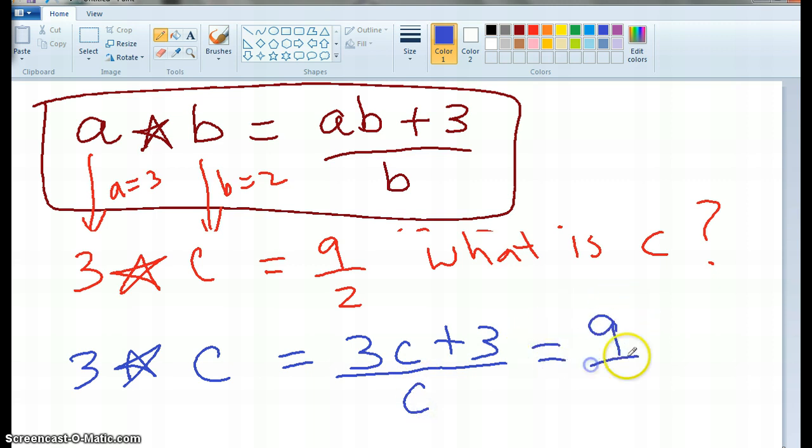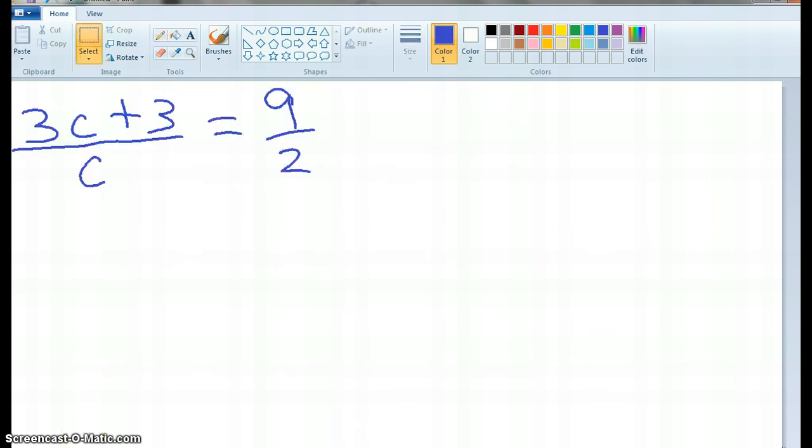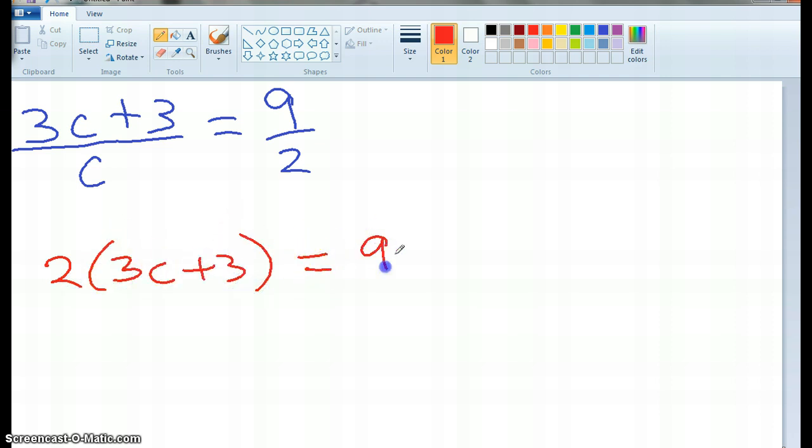9 upon 2. Fantastic. So now we actually need to solve that. So how would I solve that? Well, first I want to get rid of the fractions, right? Does that make sense? Get rid of the fractions. So I'm going to go 2, 3c plus 3 equals 9c. What did I do there? I times both sides by c, or rather it was divided by c on one side, became times by c on the other. Check.